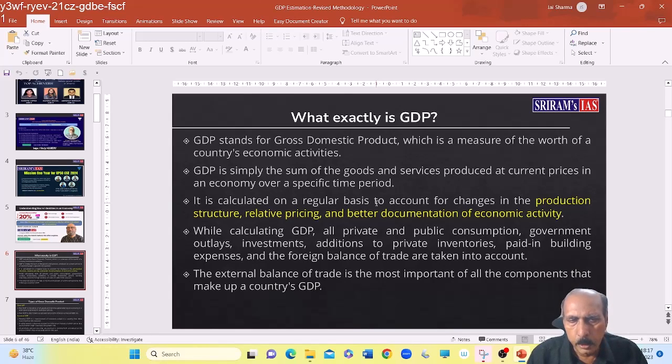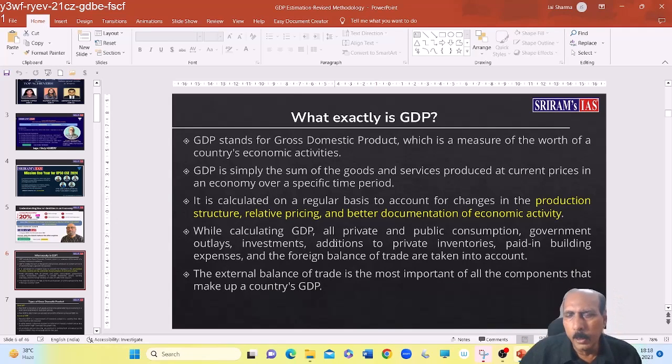As I said, in India we measure the GDP for the financial year. And the latest provisional estimates released by the National Statistical Office relate to the financial year 2022-23. Therefore, starting from 1st April 22 and ending at 31st March 23, what has been the value of the goods and services produced during this period will be summarized as the GDP in that particular year. Therefore, GDP is always measured in a specific time period, and therefore this is called a flow concept.